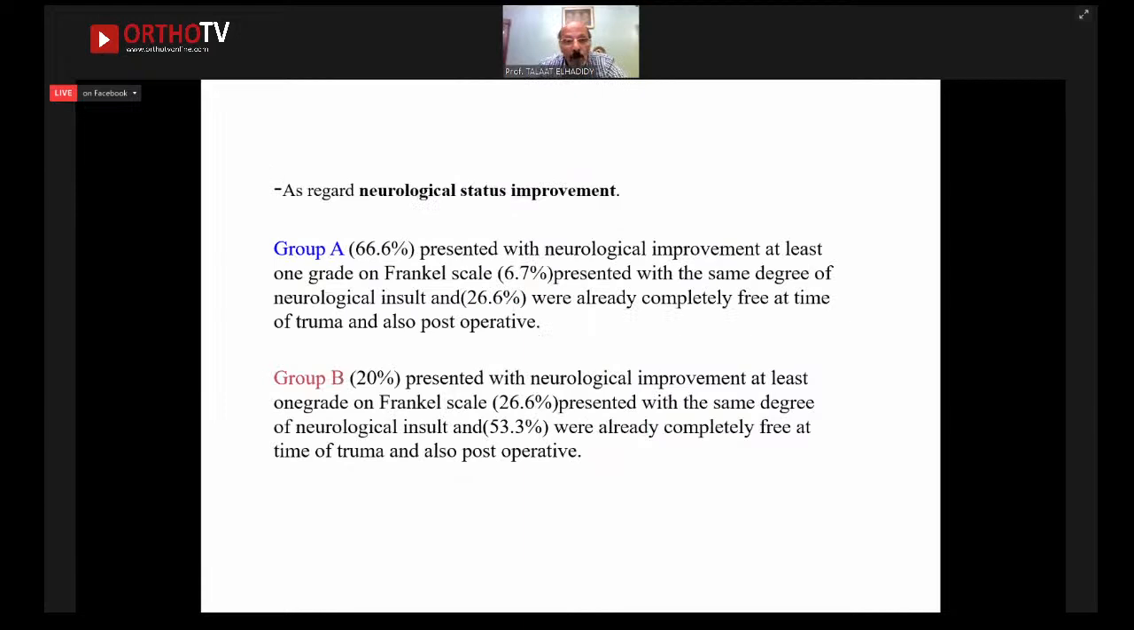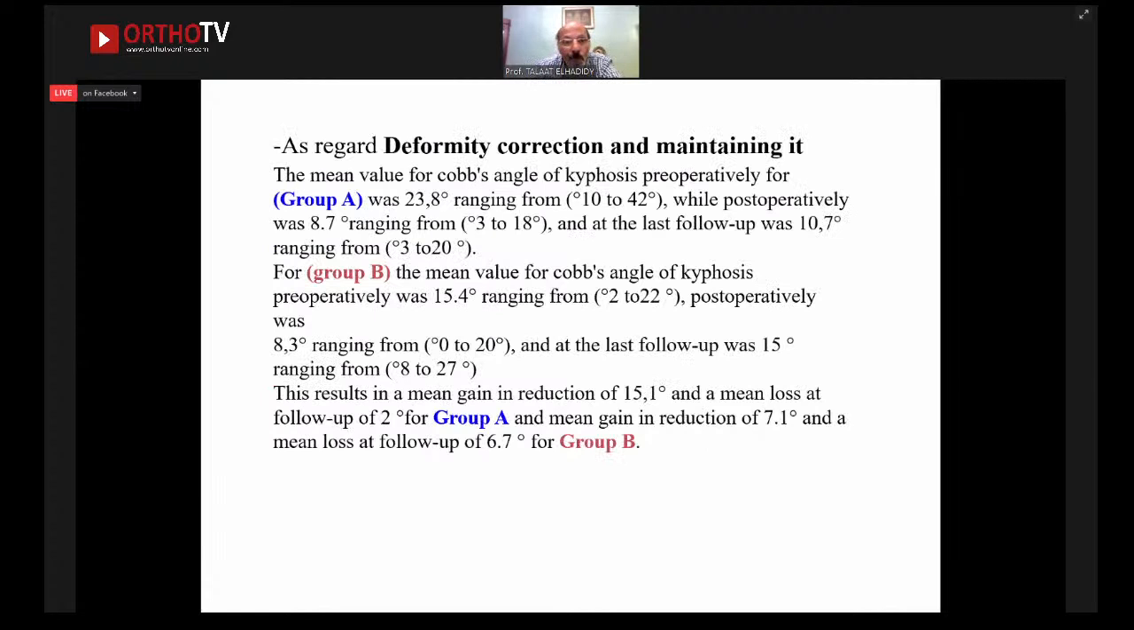Regarding neurological status improvement, in group A 66% presented with neurological improvement of at least one grade on the Frankel scale, with the same degree of neurological deficit in others, and 26% were already completely free at the time of trauma and also post-op, so there was no neurological complication after surgery. In group B, the one treated posteriorly, 20% presented with neurological improvement of at least one grade. So neurological improvement in anterior surgery is better. Regarding deformity correction and maintaining the correction, group A was better.